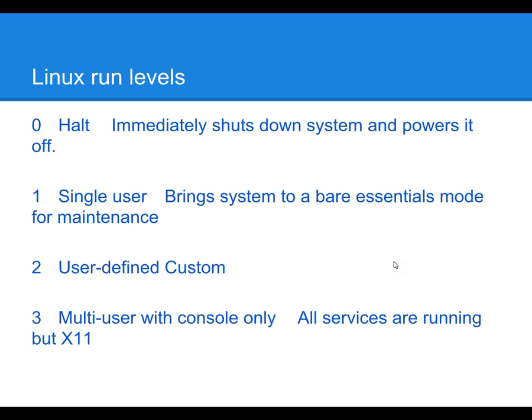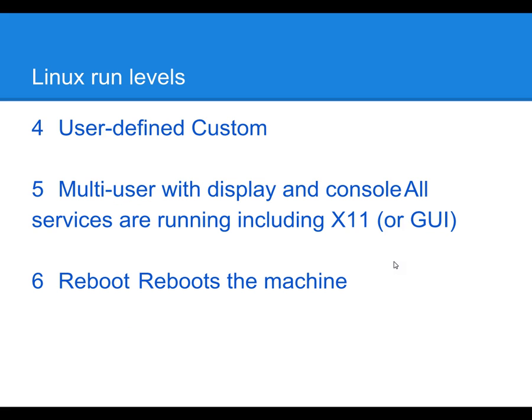They're called run levels, and 0 basically means that you intend to turn the system off. Run level 1 is single user mode. You want to use this mode in the event that you want to perform maintenance. In Red Hat, run level 2 is custom. Run level 3 in Red Hat is multi-user from the console only. Run level 4 is user defined or custom as well.